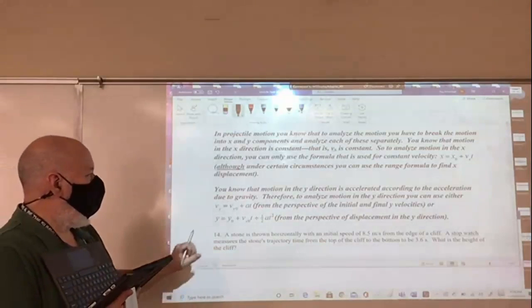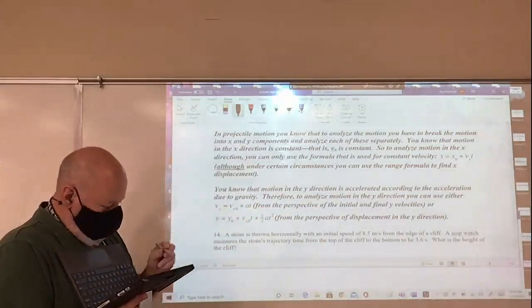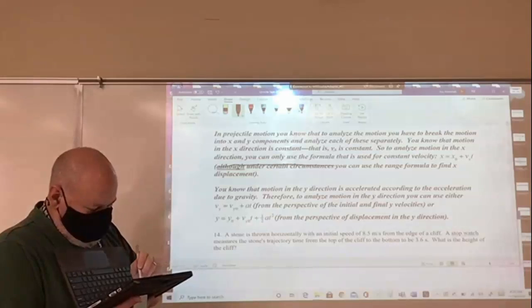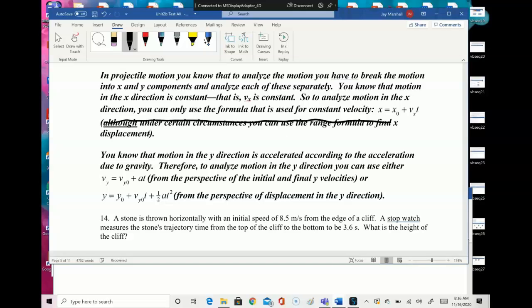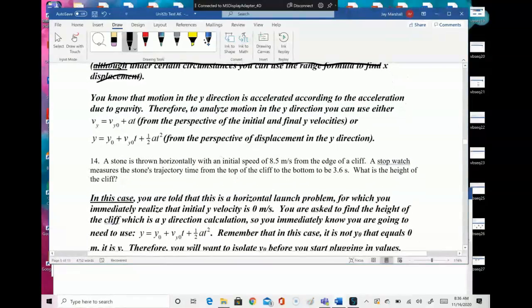Okay? You know that we're not even going to approach the range formula. That's not a high school level. That's an AP question. You know that motion in the y direction is accelerated according to the acceleration due to gravity. Therefore, to analyze motion in the y direction, you can either use the velocity formula, final velocity equals initial velocity plus acceleration times time, or you can use the displacement formula.